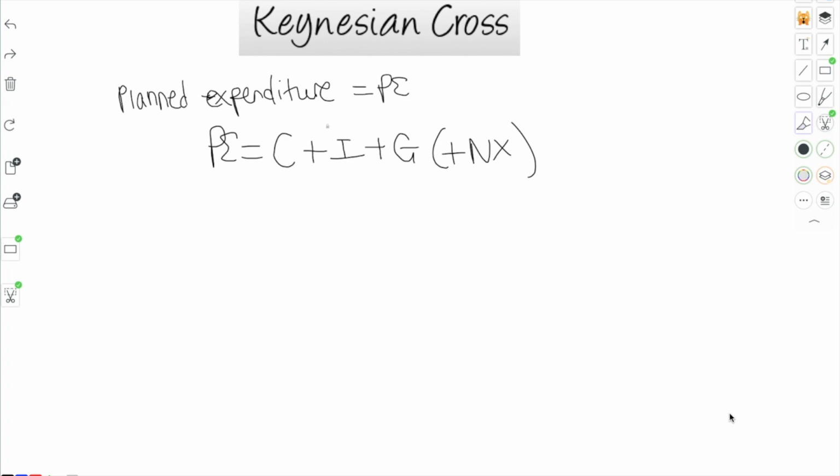We've just established that what we really care about is the people in the economy and how they plan to spend given different income levels. Now, you've probably seen this before: you can write planned expenditure as equal to consumption plus investment plus government plus net exports. I put this last term in brackets because if we're just doing the Keynesian Cross, we pretend it's a really simplified closed economy and therefore we're not going to worry about it.